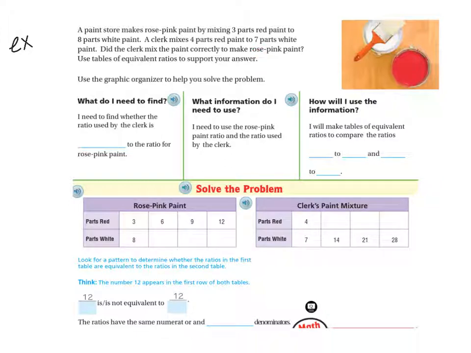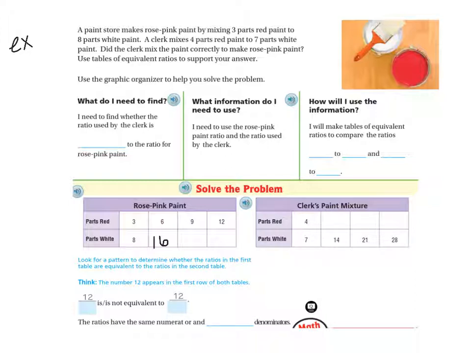So, I'm going to skip this part just because I'm hustling a little bit. We made a table, rose pink paint. The ratio is 3 quarts of red to 8 quarts of white. So if we doubled that, it would be 6 quarts of red to 16 quarts of white. Right? So I'm multiplying by 2 times, oh man, I just can't write that small today. Okay, sorry. So I multiplied by 2 on the top and 2 on the bottom.